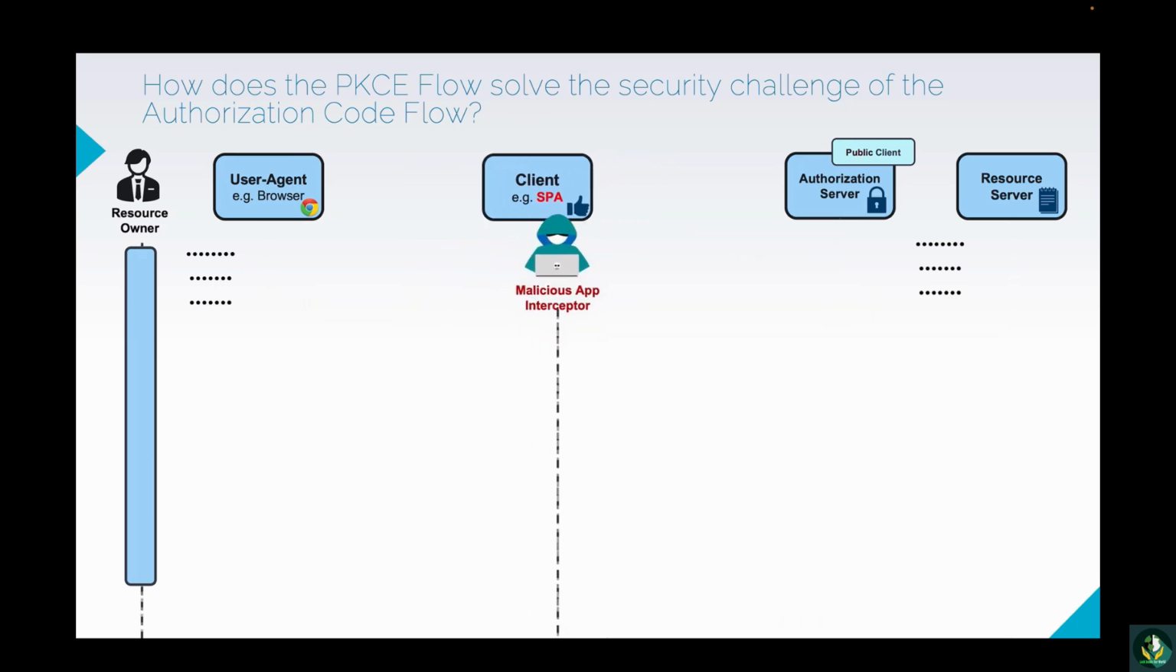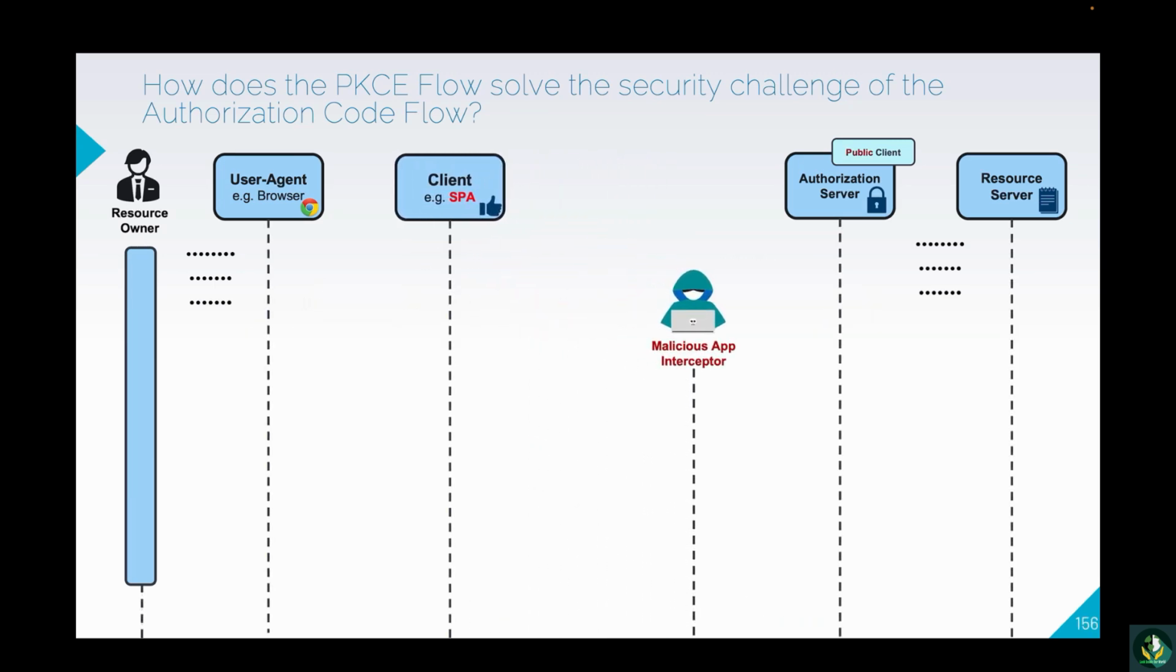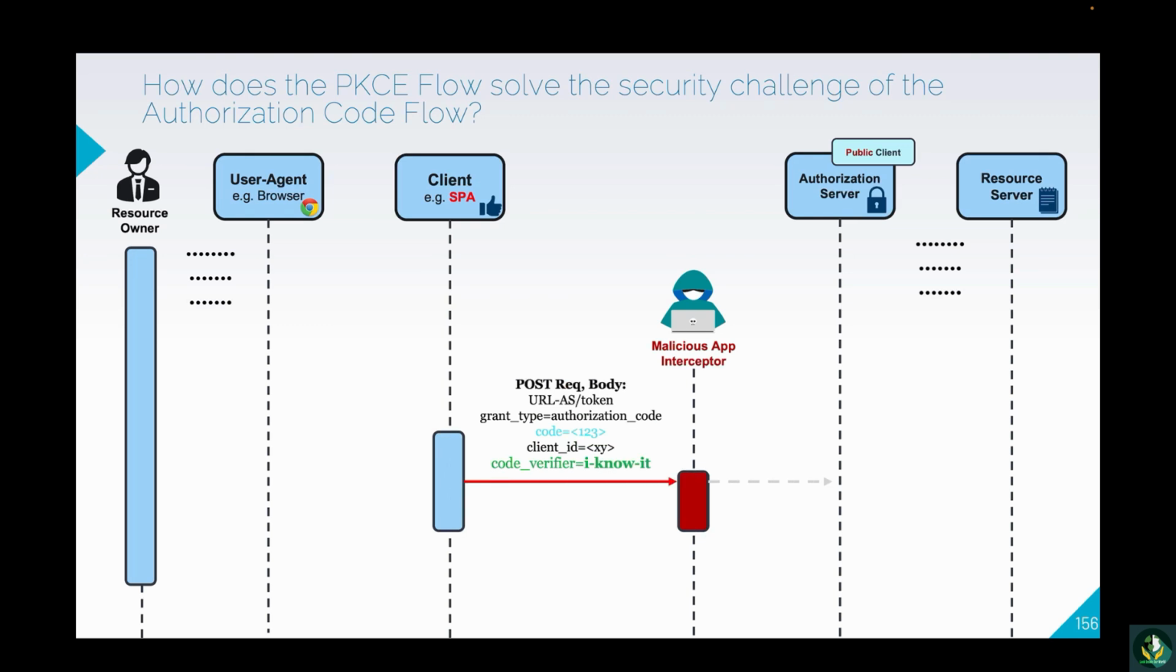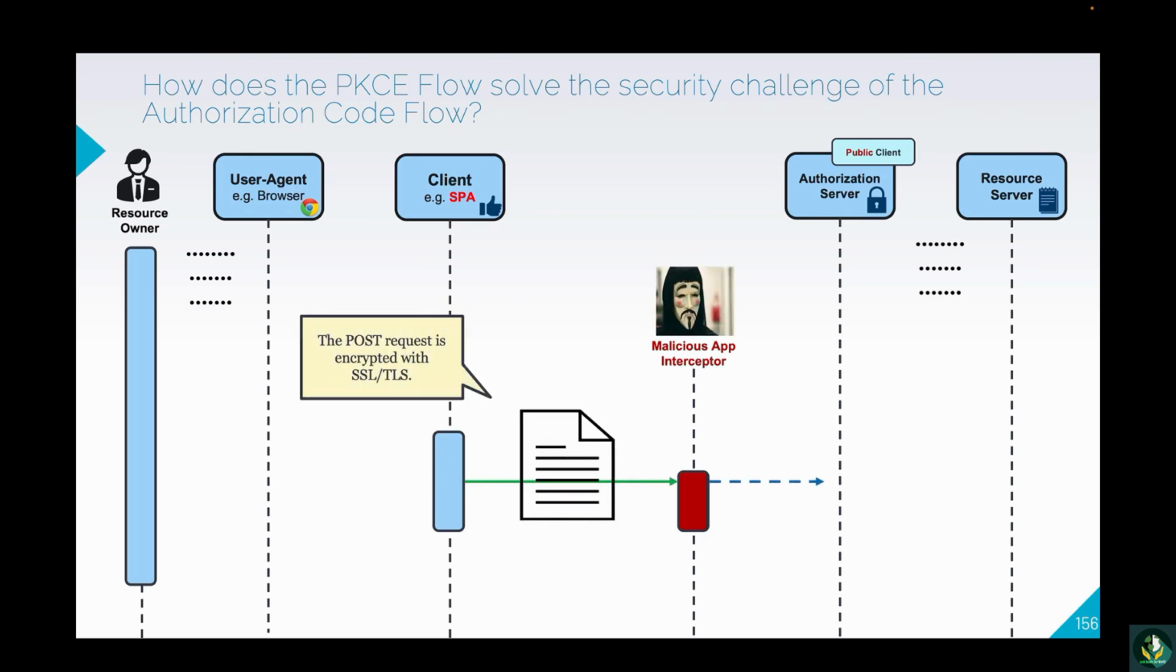Now let's assume the malicious application tries to intercept the code verifier when the client sends it to the authorization server. That wouldn't work either, because the client sends the code verifier via a post request, which is typically encrypted with SSL TLS, once again leaving the hacker very sad.